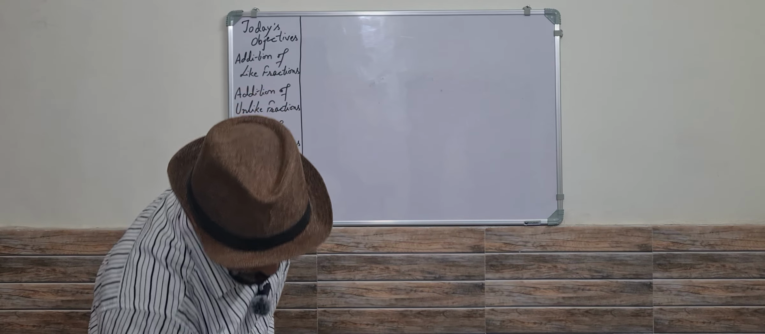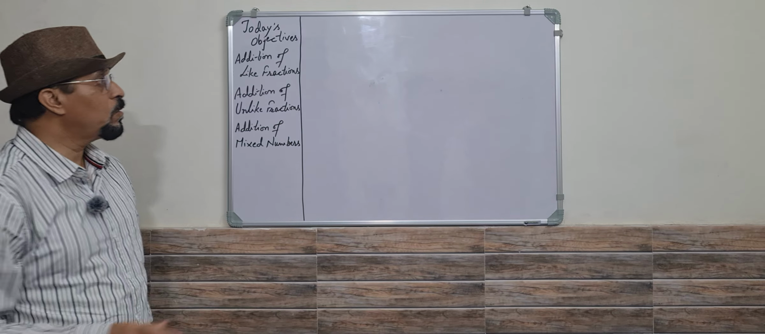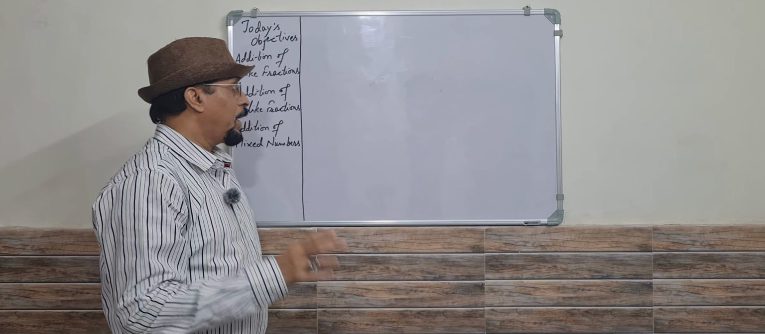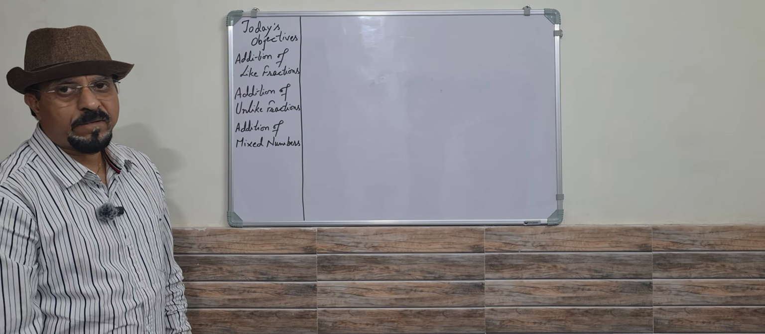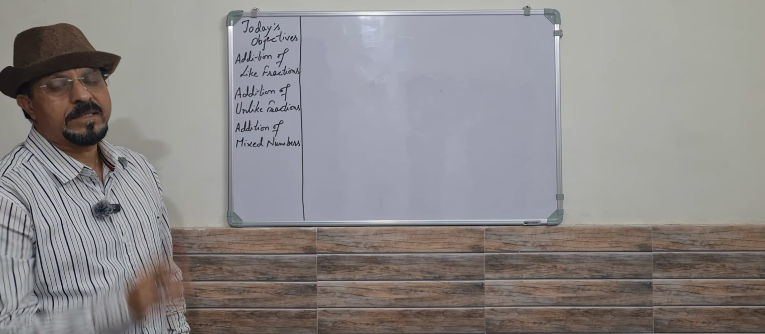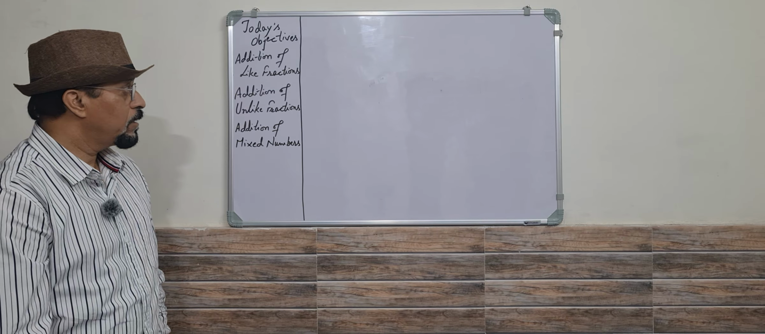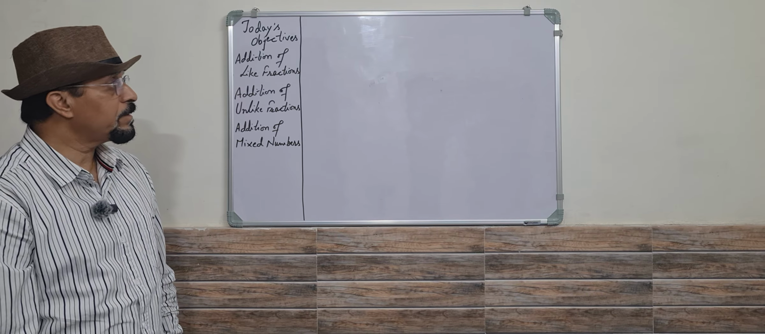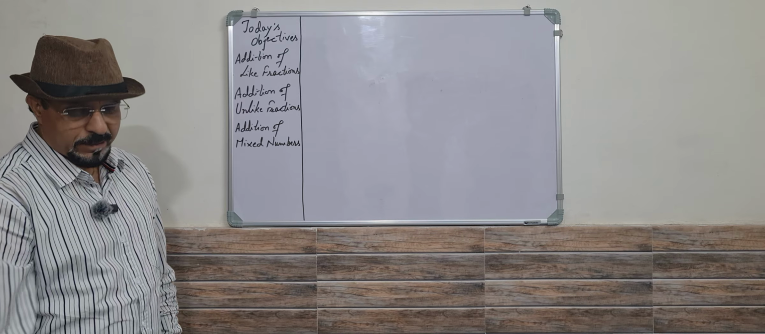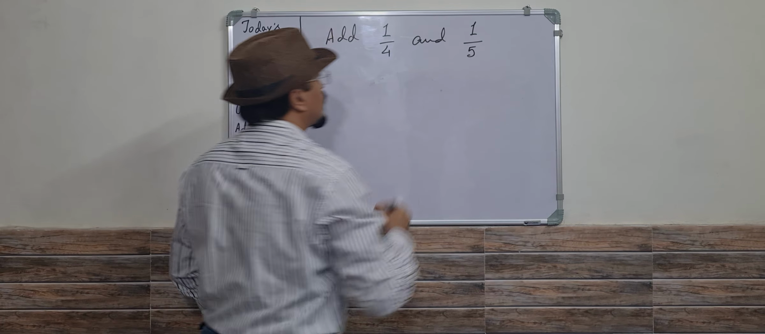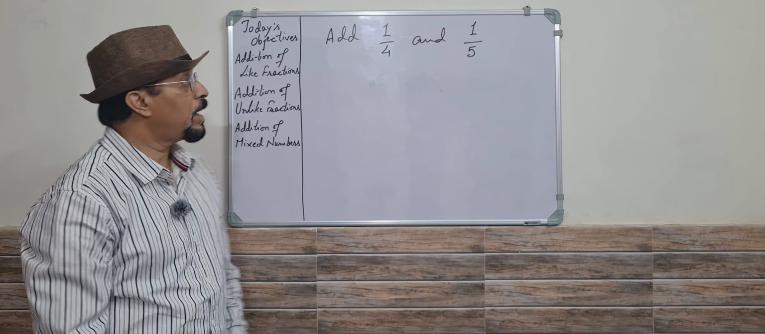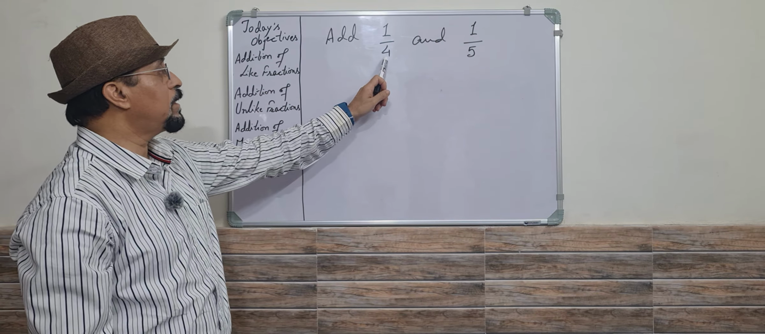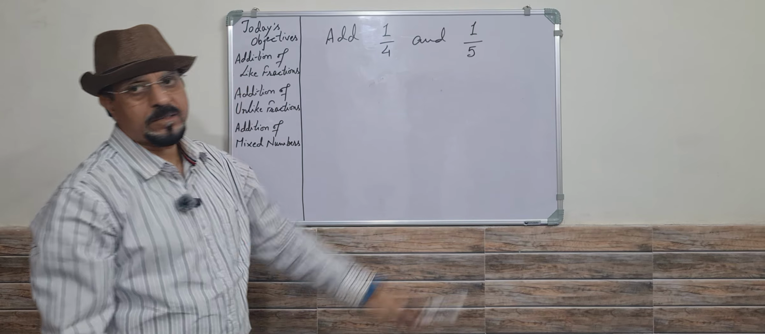Now let's talk about how to add unlike fractions. Unlike fractions are those fractions where the denominator is not same. So for adding unlike fractions, first of all, let's take an example. Now in this case, these two fractions are unlike fractions because the denominator is not same.